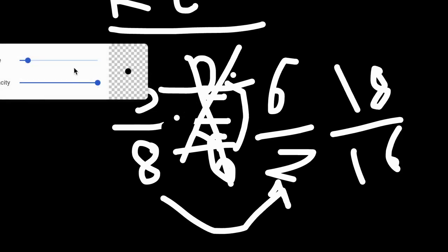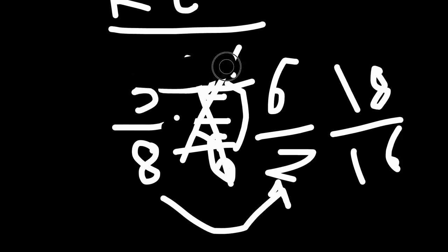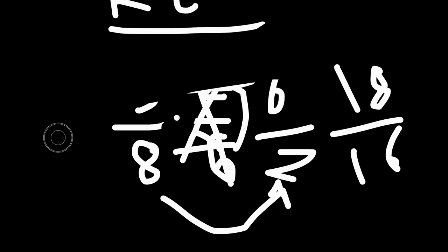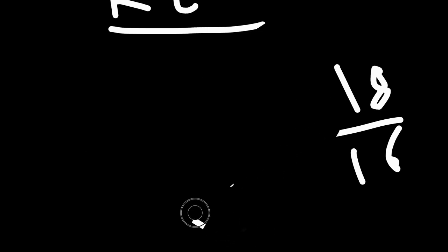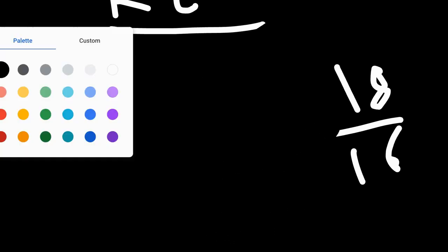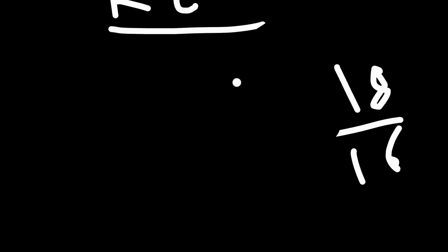So now our only goal is to simplify. So I'm going to take all of this out. And what's one thing that both of these are divisible by? Well, 6, believe it or not. So I'm going to change this to a 9, and this to an 8.